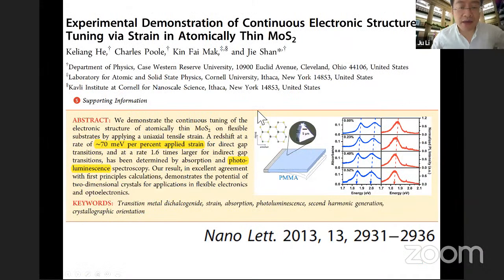So a year later, there was an experiment done on a monolayer molybdenum disulfide, which was draped on a PMMA. And when you bend the PMMA, you create tension, and this is still uniform tension, and it's not a lot of tension, it's 0.5%. But already you see a visible change in the photon absorbance. You see this red shift, and also in the photoluminescence intensity, there's a red shift. And they measured about 70 meV per 1% of strain. We computed something like 100 meV per 1% of strain.